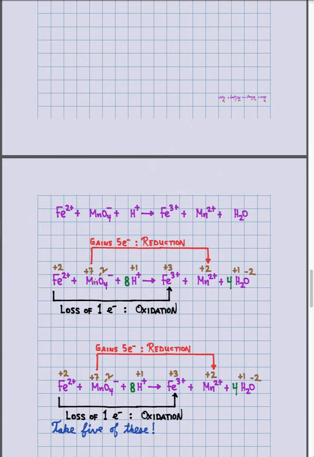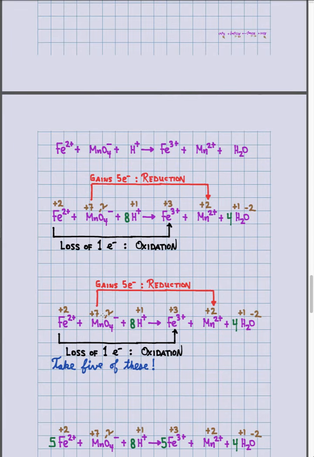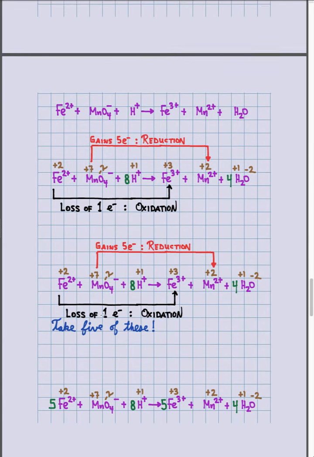This one's not quite so obvious. The manganese here you can figure out as a +7 charge. You should be able to figure that out. It goes to a 2 plus charge over here. Right, so manganese 7 plus to 2 plus, that's a gaining of 5 electrons. And here, this iron 2 plus to iron 3 plus is a loss of 1 electron. So what should I multiply these irons by in order to allow the transfer of electrons to balance out? You know the answer.